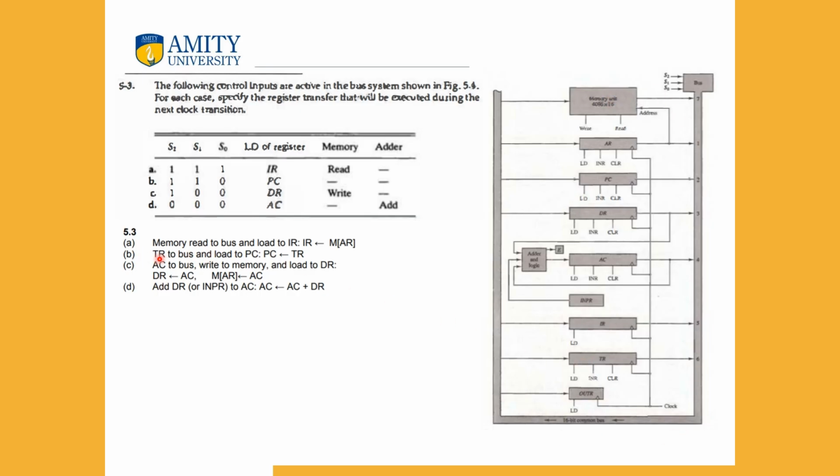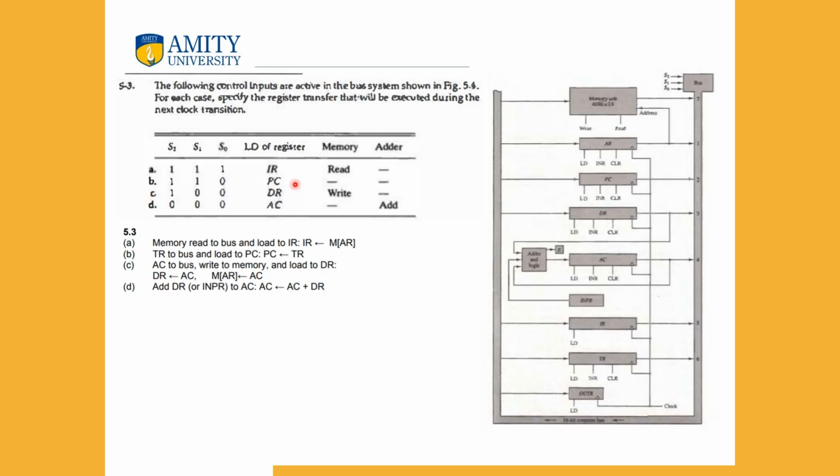So part A says memory is read from memory to the bus and then loaded onto IR. Similarly, the second part talks about 110. The 110 sequence helps us in selecting the temporary register, TR, which is the sixth one. So 110 refers to 6, and hence TR is selected to be loaded onto the bus.